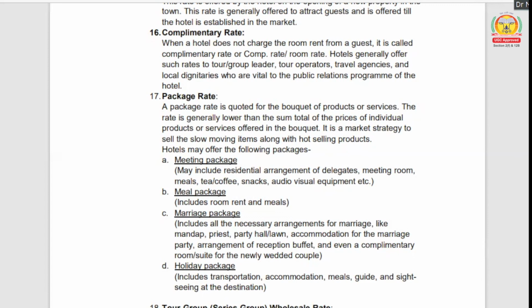Now we have something called package, right? A package rate is a very important way to upsell the hotel rooms. A package rate is quoted for a bouquet of products or services. The rate is generally lower than the sum of the total prices of individual sales, and it sells the slow moving items along with the hot selling products. So this is a win-win situation for the hotel to move out the slow moving items along with the hotel room rates.